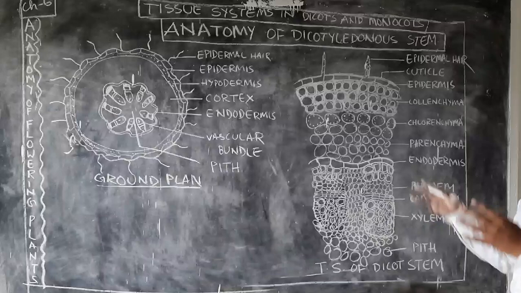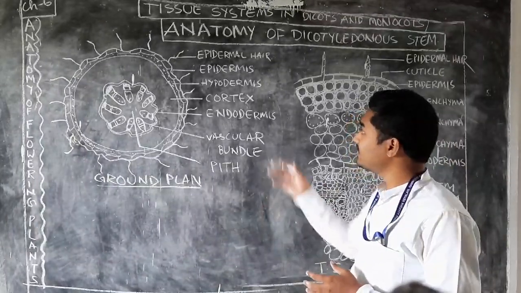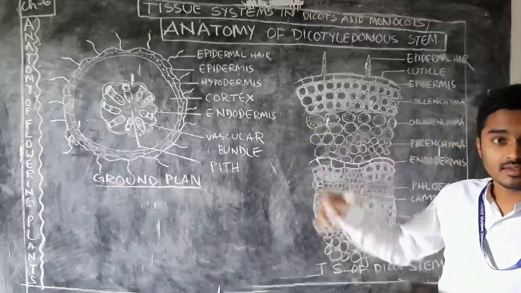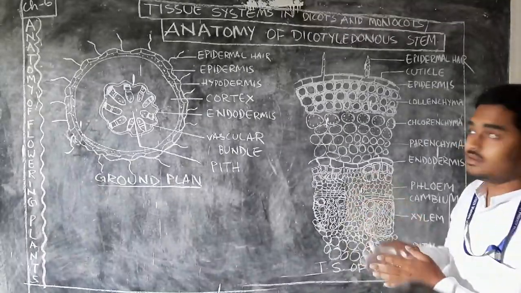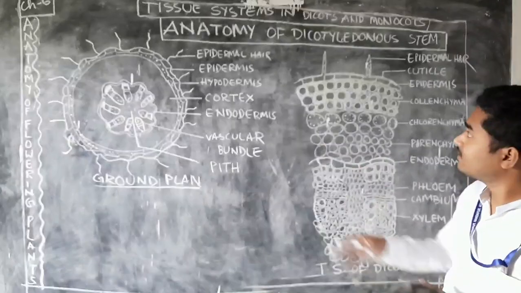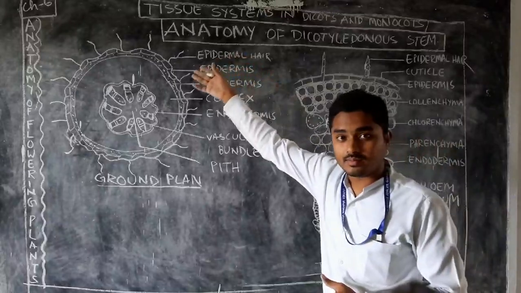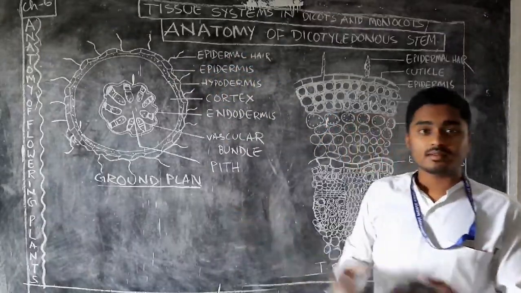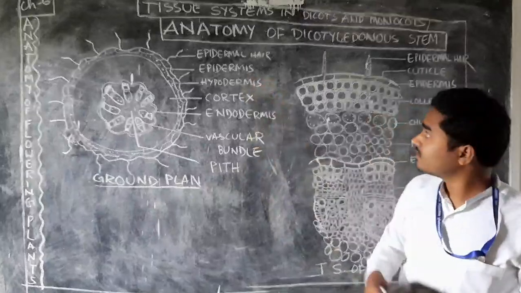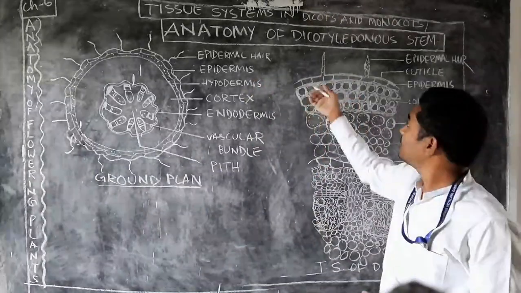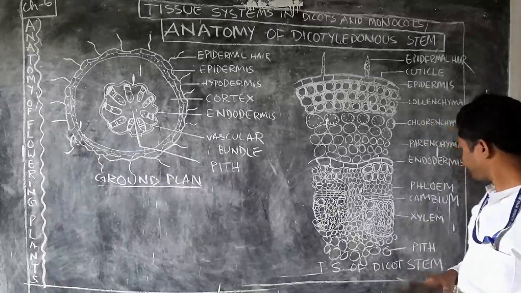So, in the anatomy of a dicot stem, what structures will we see and how are these tissues arranged? This study is the main part of a branch of biology which is known as anatomy. If it is the study of internal structures of animals, there is anatomy in animals, but here we will see the anatomy of a dicot stem.